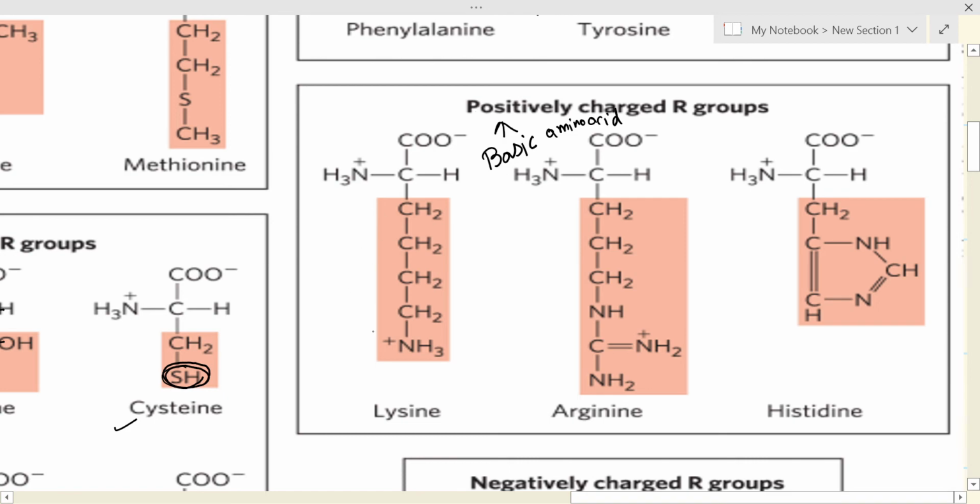So this is lysine. As you can see, there is one extra NH3 group that gives its basic character, and it has a positive charge, so it is positively charged. This is arginine, which has an NH2 group here and another NH2 group here, so two NH2 groups. This is histidine, which is cyclic in nature, having an NH group here and another N here. So these are positively charged R groups and basic in nature.